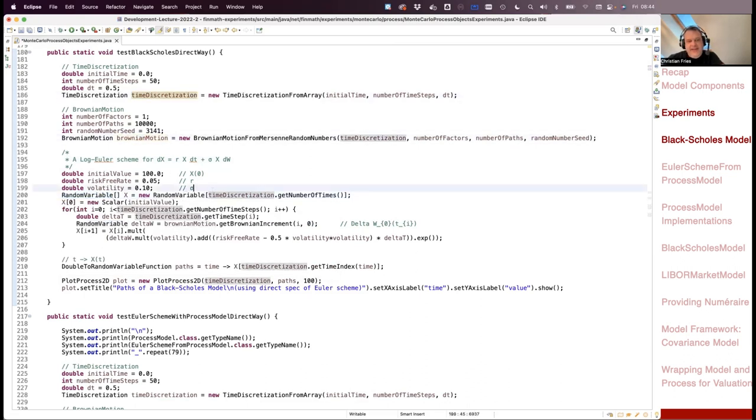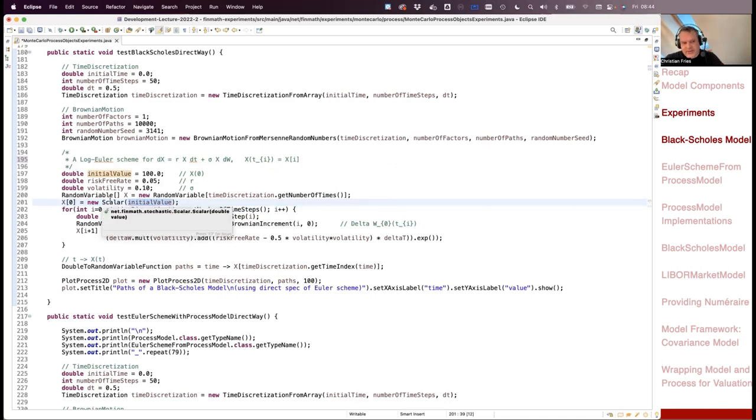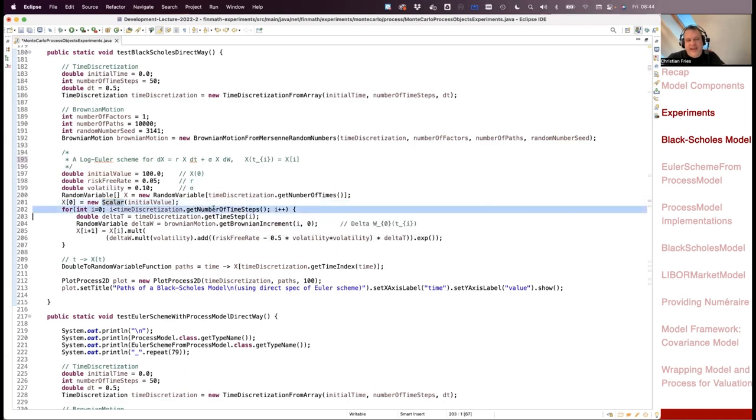So I initialize the vector of X. Here X will be an array of random variables. So X at time t_i is X of i. So I just allocate some memory for this vector of random variables. I initialize the time zero value to just the random variable. So I have here a floating point number. I have to wrap it into something that implements a random variable. That's my scalar. And then I loop over all time steps.